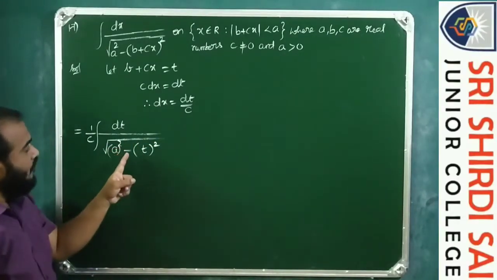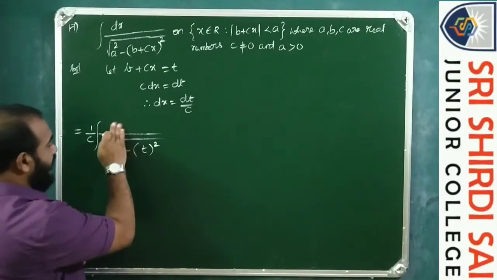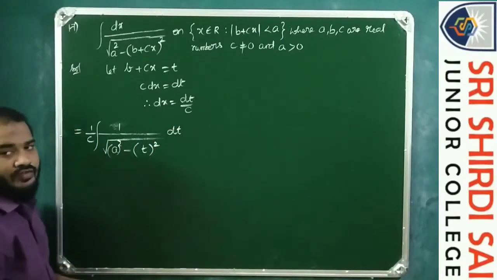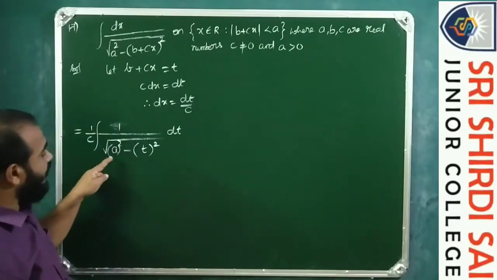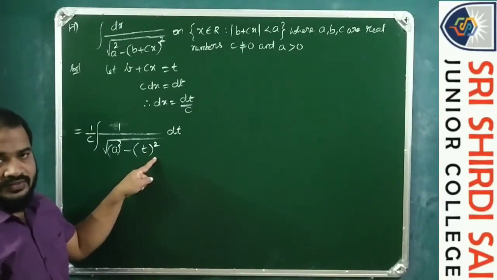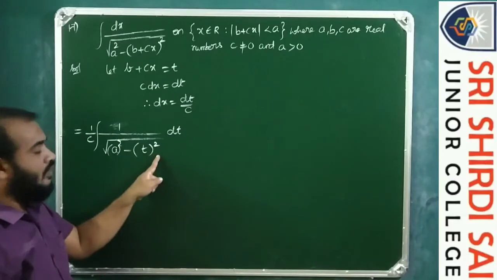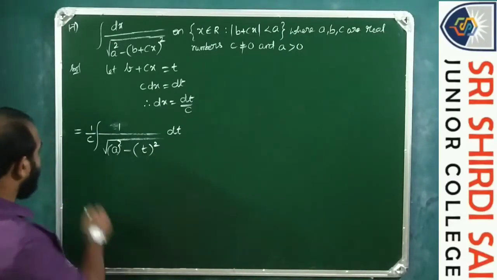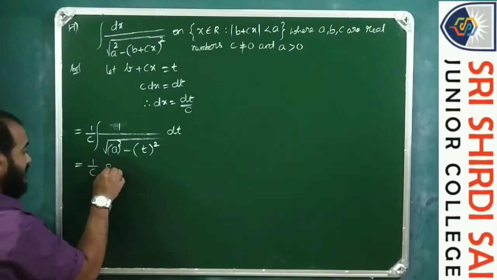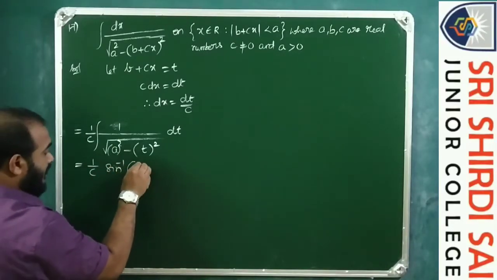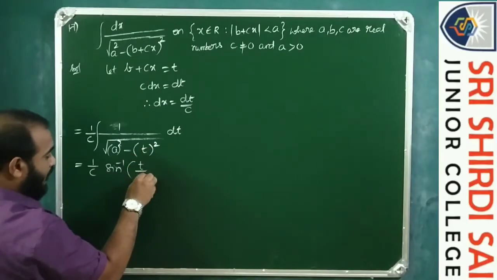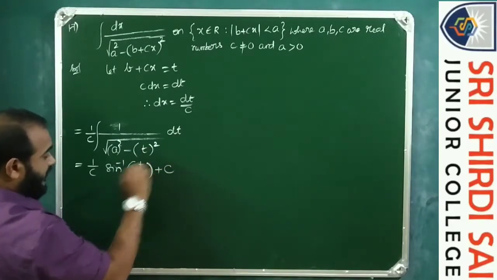So this is of the form dt. So 1 dt we can write. So we have the formula: integral 1 by square root of a square minus x square dx is sine inverse x by a. So 1 by c into sine inverse x by a. Here x is the variable t, so t by a plus constant of integration c.